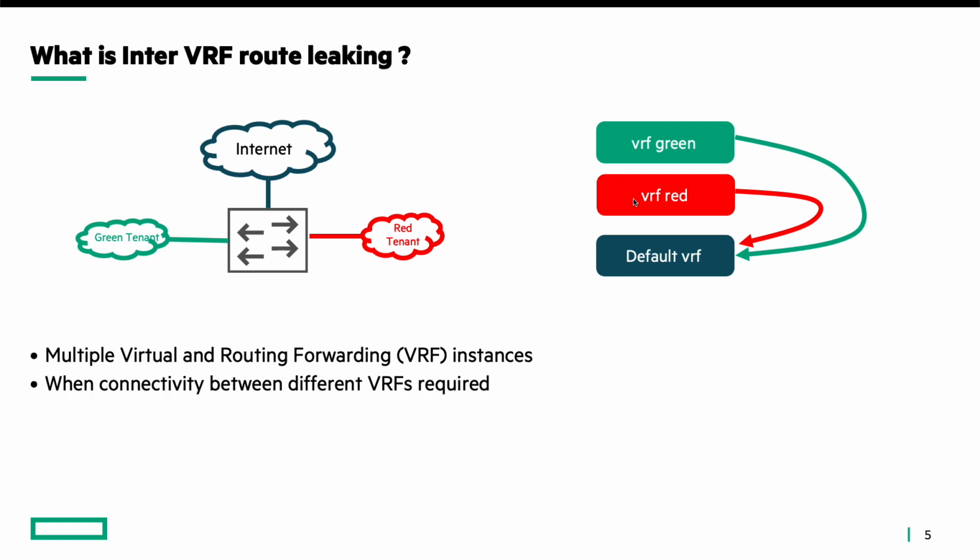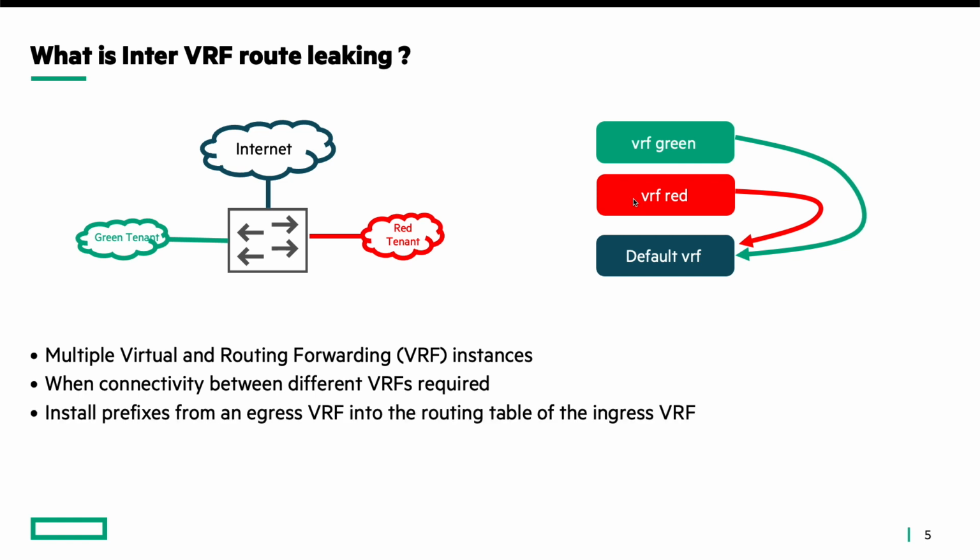When we speak about leaking, it means that a resource in one tenant, let's say in the green tenant, needs to access a resource in another tenant. It can be the internet or the web. So connectivity is required, even if the first goal of VRF was to segment, but we may have some exceptions.